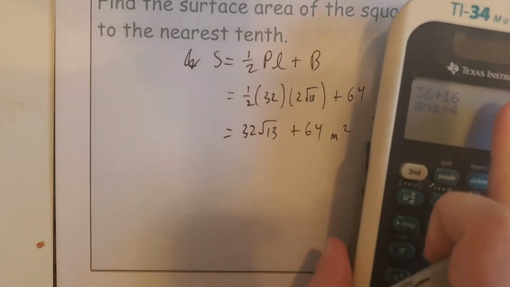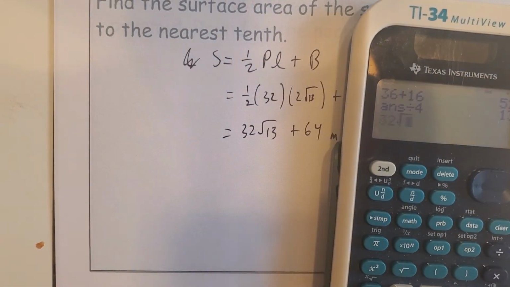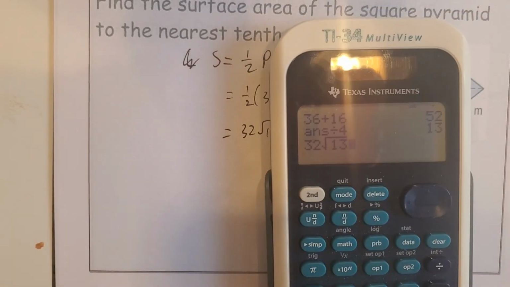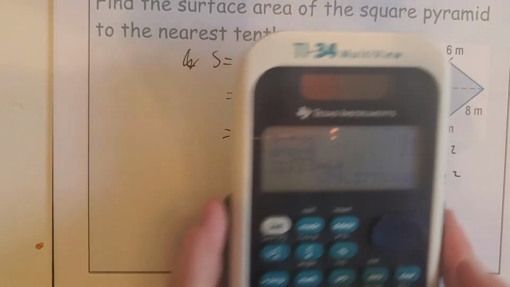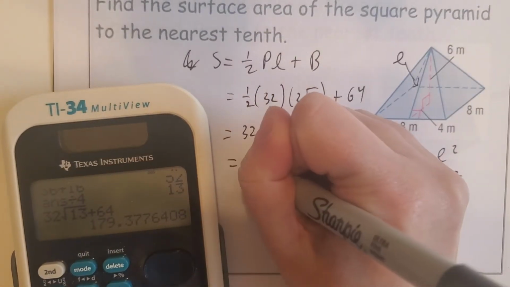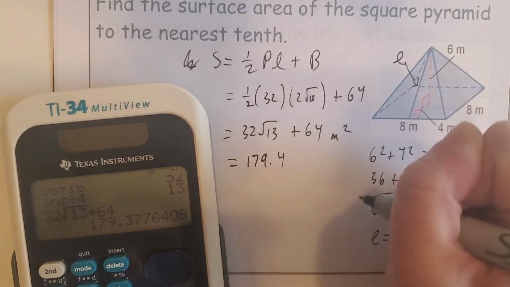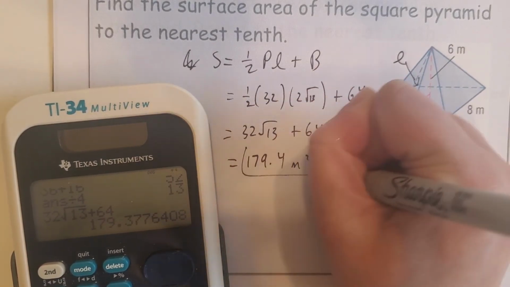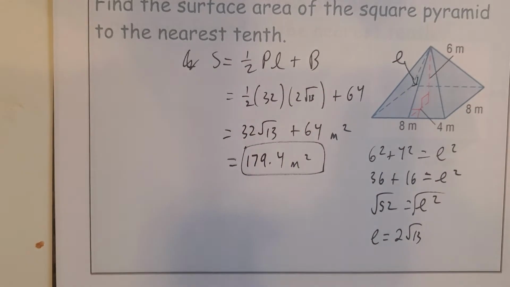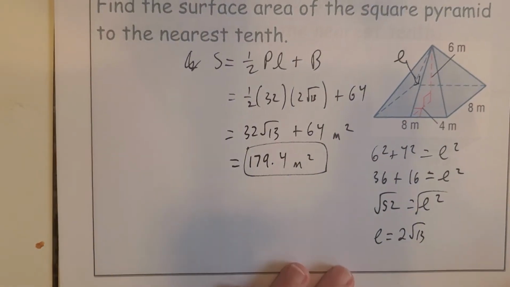But since it does say round to the nearest tenth, I'm just going to plug this into my calculator real quick. Make sure you hit that right arrow so you get out of the radical if you're using a TI-34. So the surface area is approximately 179.4 meters squared. Okay? All right.